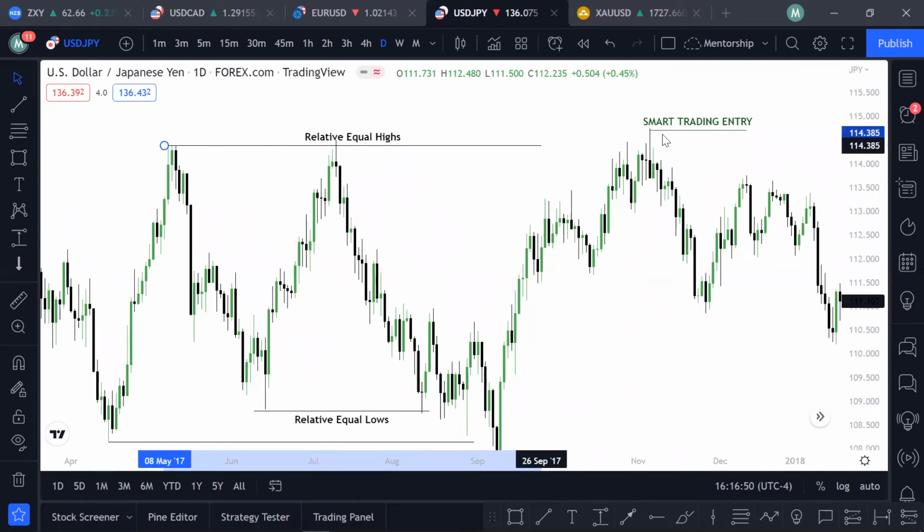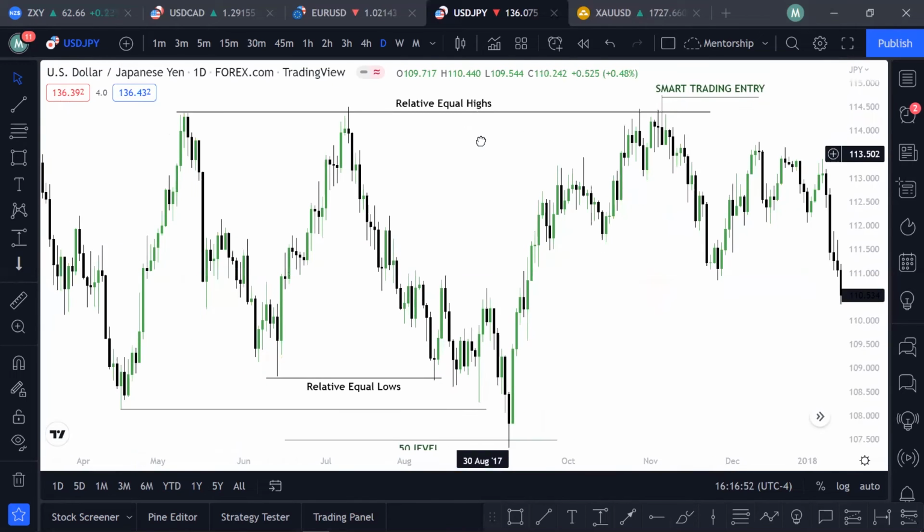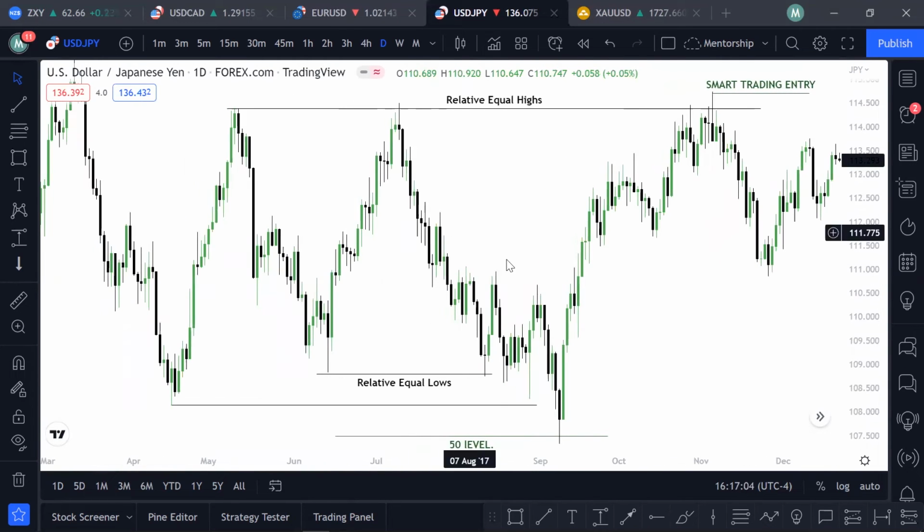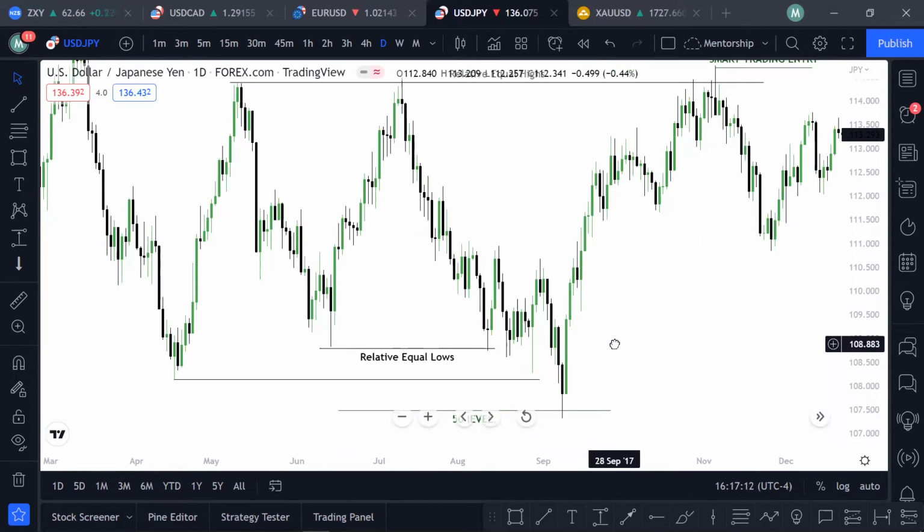Let me extend this line. So below relative equal lows, taken. This is my first indicator that we are selling after running above these two highs. We are selling after running above these two highs here. Price trades below. Now, which level are you using to enter the market?